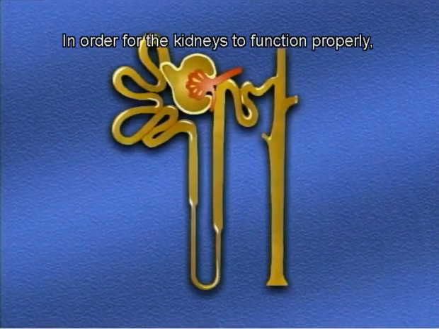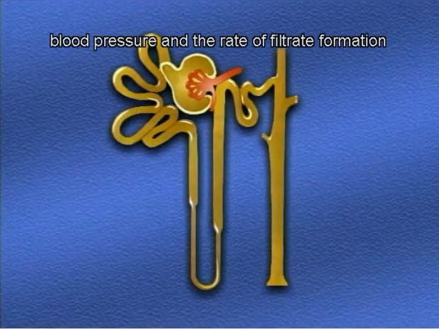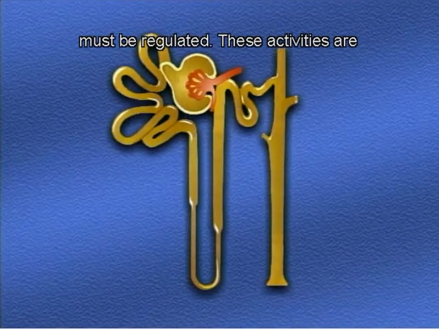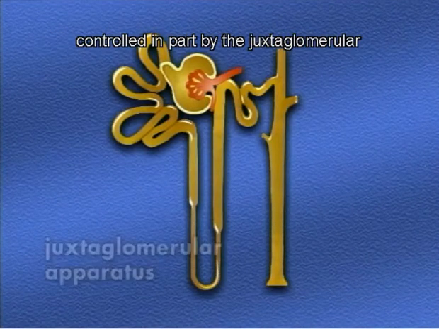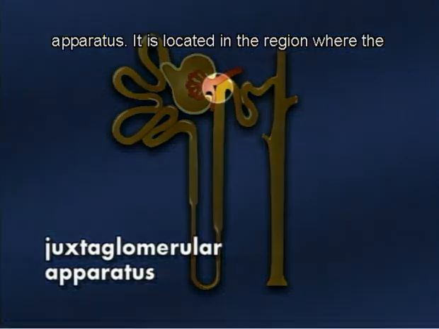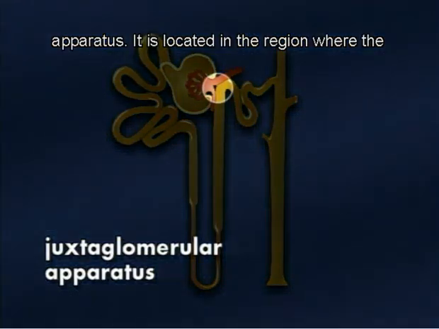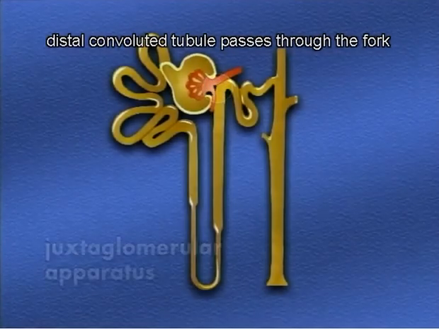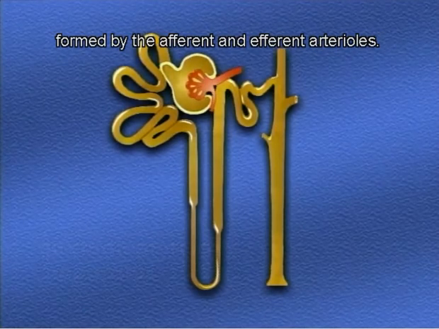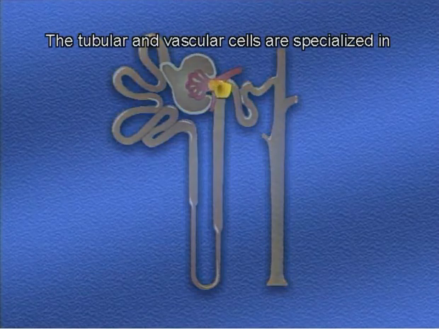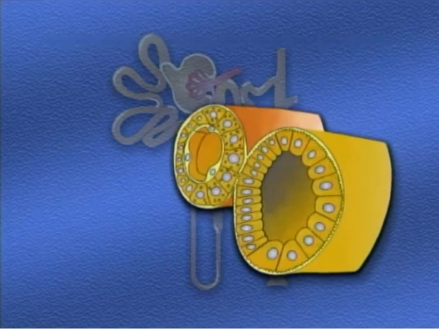In order for the kidneys to function properly, blood pressure and the rate of filtrate formation must be regulated. These activities are controlled in part by the juxtaglomerular apparatus. It is located in the region where the distal convoluted tubule passes through the fork formed by the afferent and efferent arterioles. The tubular and vascular cells are specialized in this area.